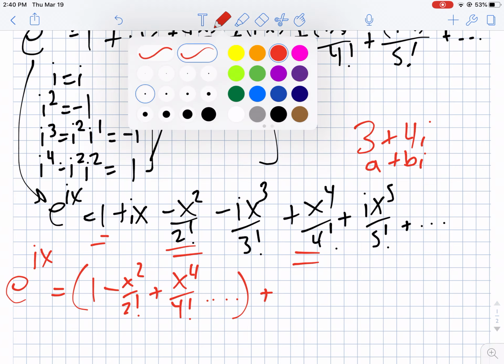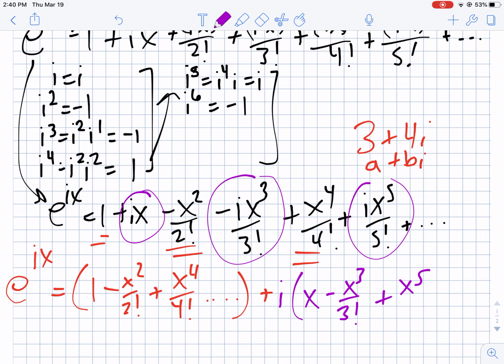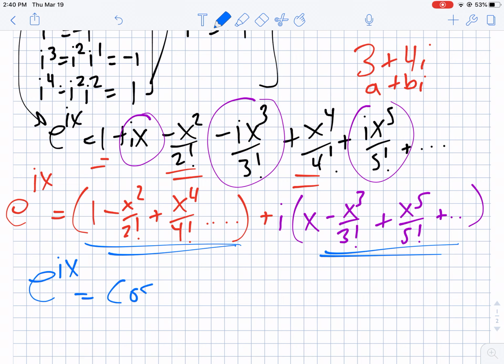And then I'm going to factor an i from the other terms, so I'm going to circle those really quick. If I factor an i, I have x minus x cubed over 3 factorial plus x to the 5th over 5 factorial. OMG, look at that. That's so incredible because you guys are recognizing that's the series for cosine and sine. So e to the ix is actually just cosine x plus i times the sine of x.